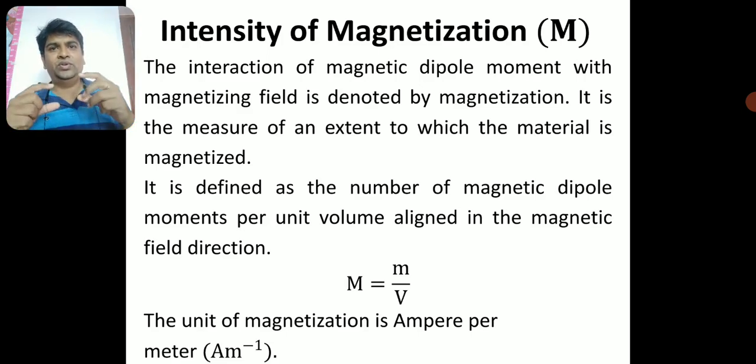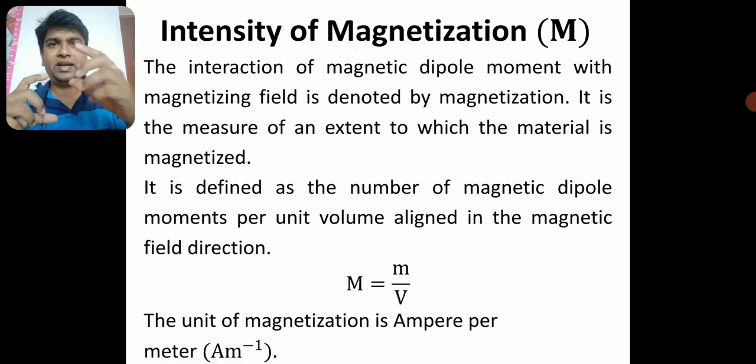Okay. So I told you this magnetic material is made up of tiny magnets, tiny dipoles. These magnetic dipole moments will interact with the external magnetic field. This is what we denoted by the magnetization.